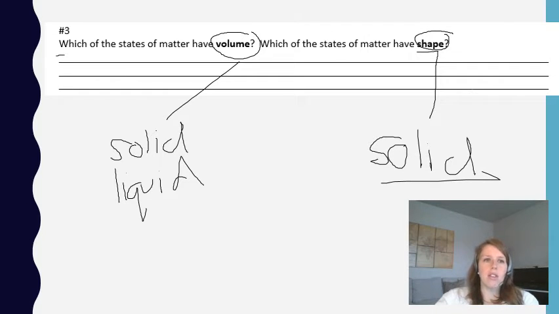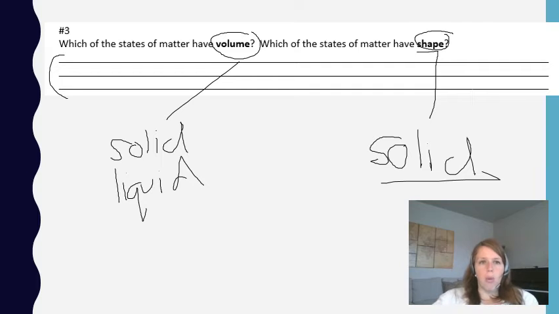And I want you guys to take the time to write it out nicer than what I'm doing, but that'll give you a chance to make sure you really know it. So you can write out: solids and liquids have volume, and solids have shape.